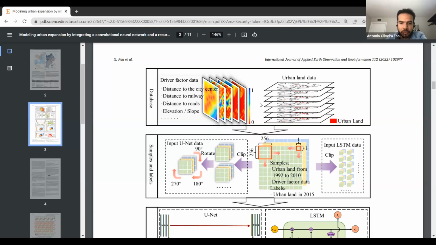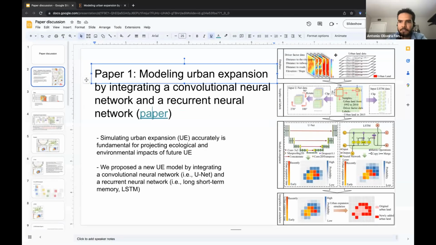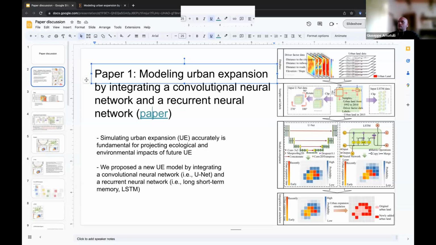Perfect. Maybe I share my screen now, then we can go over the method. Let me just close this. Okay, let me share my screen. Can you guys see my screen? Yes.